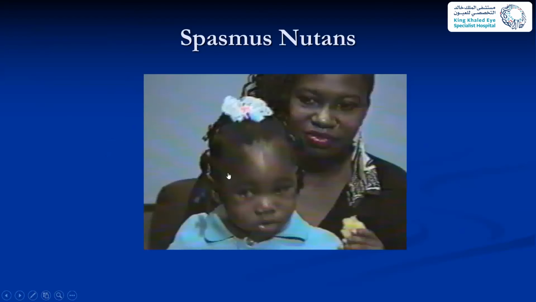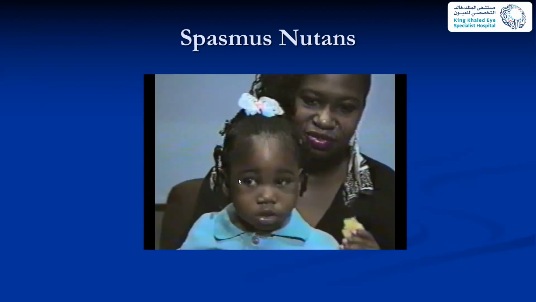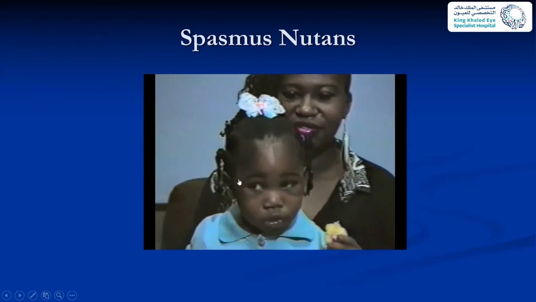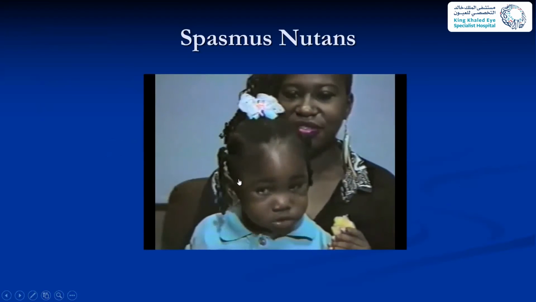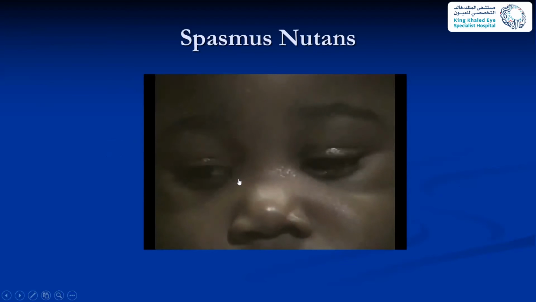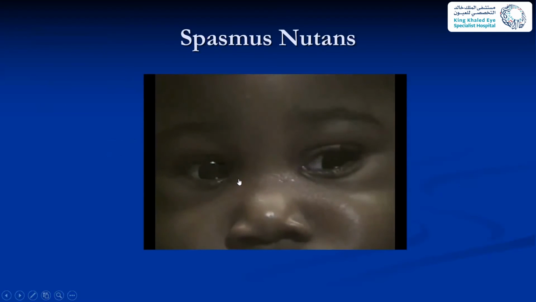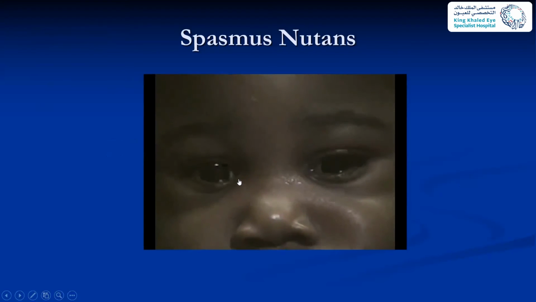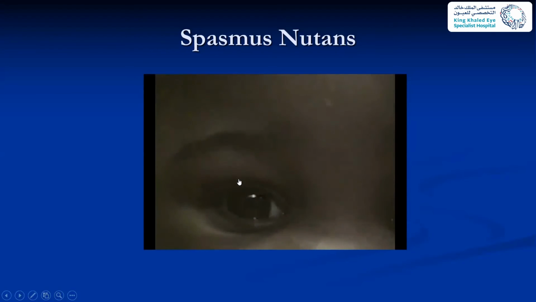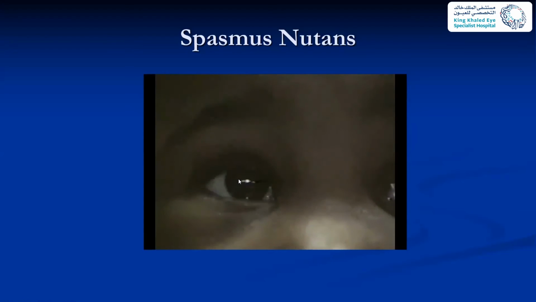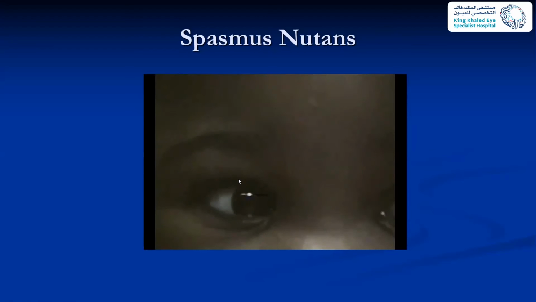Here I'm showing you a patient with, as you see, head tilt to one side, and you see the head nodding. There is fine rotatory nystagmus. I think because she's dark, it's not clear very much, but there is a fine nystagmus. So you have the triad of head torticollis, head nodding, and nystagmus. In this, you have to be sure whether you're dealing with congenital or acquired.